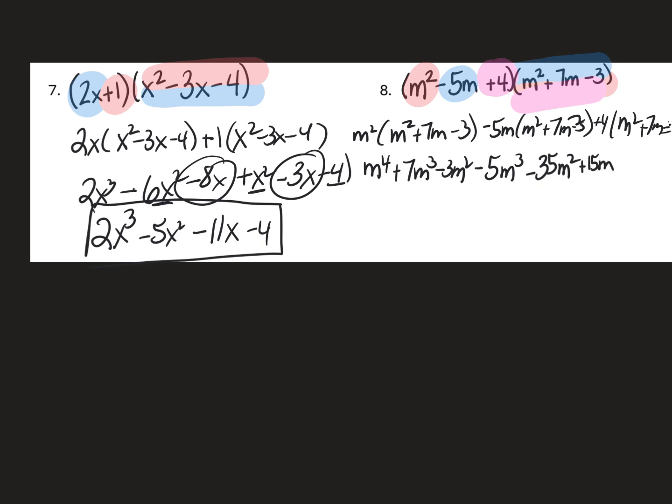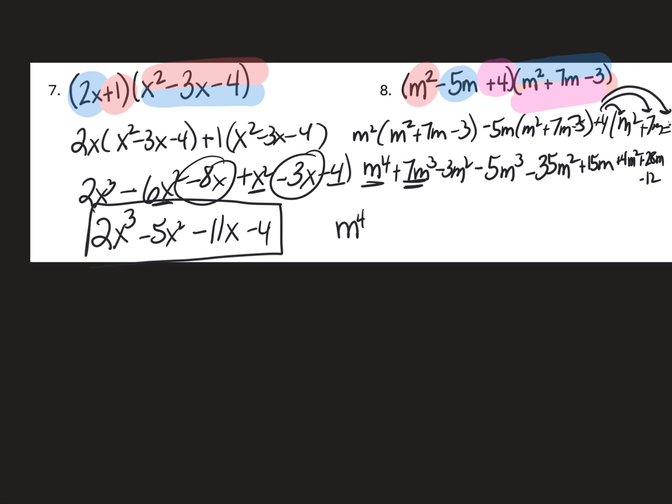Now to read my little scribble I have over here, I'll try very carefully. 4 times m squared is positive 4m squared. 4 times 7m is positive 28m. And 4 times negative 3 is negative 12. Now let's combine like terms. Nothing to go with m to the 4th.